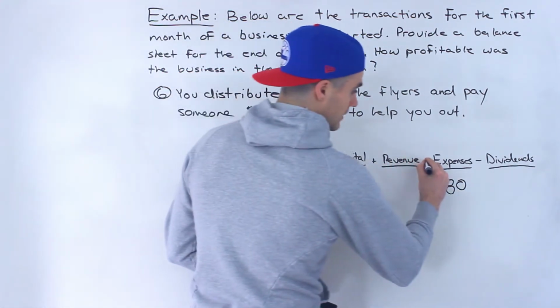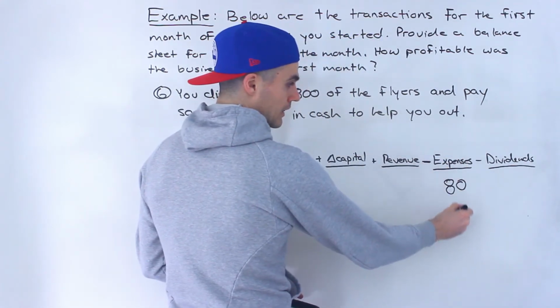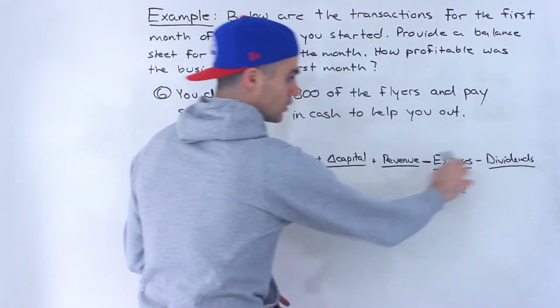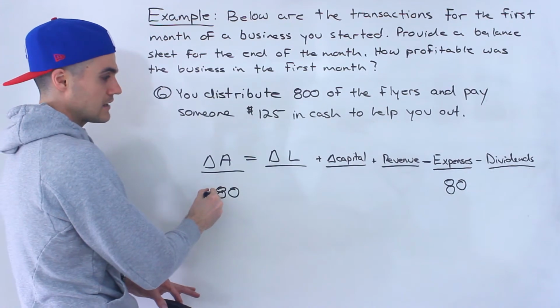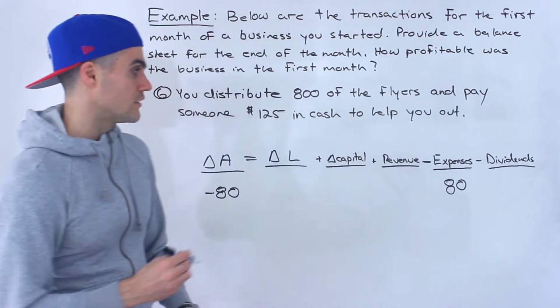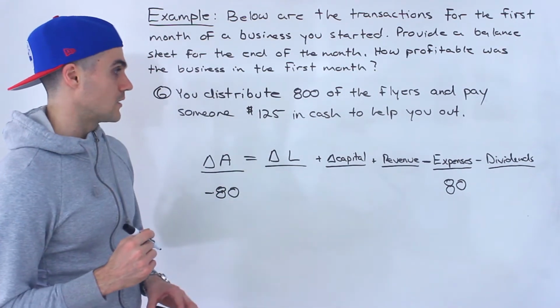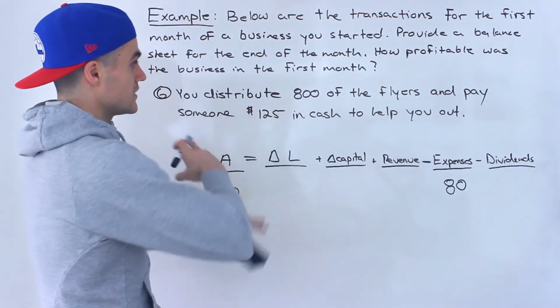And notice that we have a minus expenses here. So basically any number in this column, as well as any number in the dividends column, is being subtracted. And so notice that it balances out. We got negative 80 here on the left side, and then we got negative 80 on the right side. So left side and right side are balancing out. So that is the first part of this transaction.